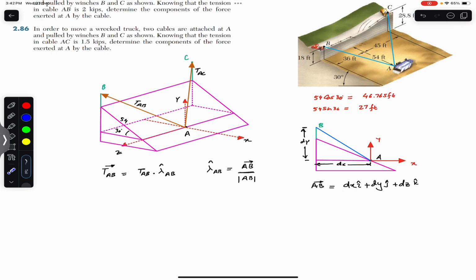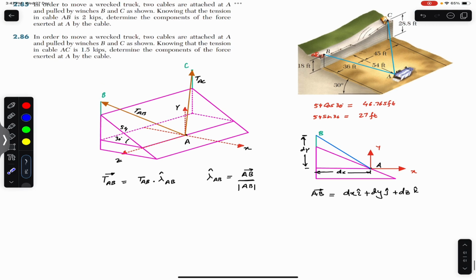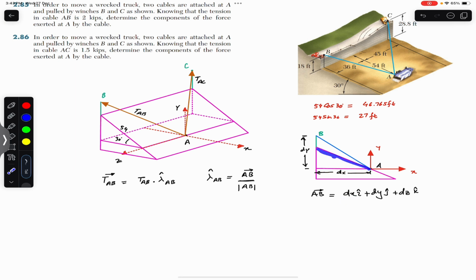Now the separation between point A and B along the x-axis, that is dx, this is that dx. And we are given that this distance is 54 feet. In the problem statement, in the diagram, this is 54 feet. So this is 54, this is 30 degrees. So now this dx will be 54 cos of 30. So 54 cos of 30 is 46.765 feet.